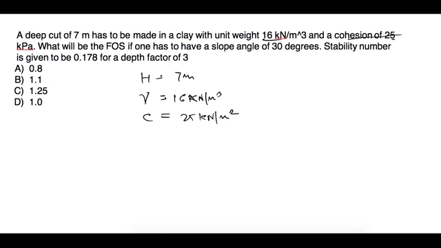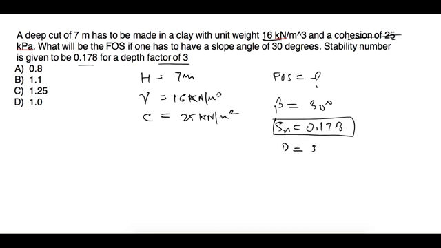One has to have a slope angle of 30 degrees. So we need to find out the factor of safety where the slope angle is 30 degrees. The stability number is given to be 0.178 for a depth factor of 3. So stability number is given as 0.178 where depth factor is given as 3. So we know that stability number is given as C upon factor of safety times gamma h.